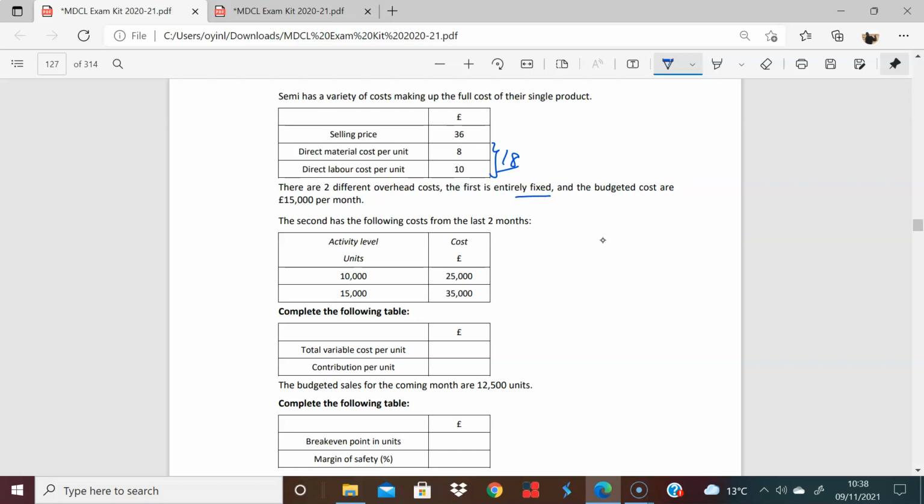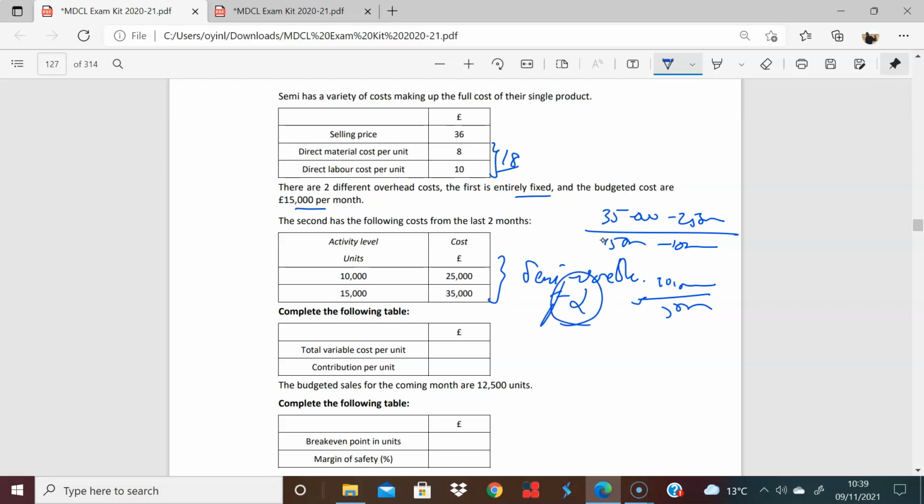One is entirely fixed. That's, I suppose, in the clue, and that's 15,000. But then you have another one that's changing, so it's semi-variable, right? So our question literally is what's the variable element? The variable element here, of course, is 35,000 minus 25,000, over 10,000 minus 5,000. So you have 10,000 over 5,000, which is equal to 2.